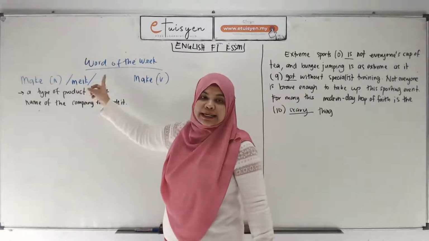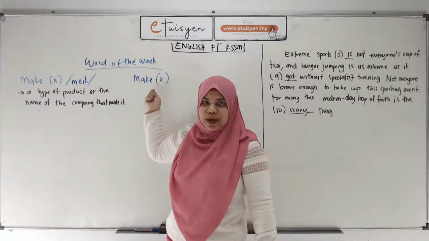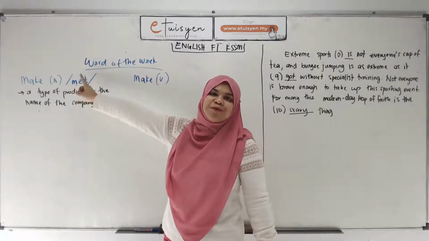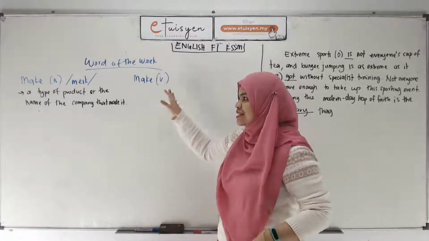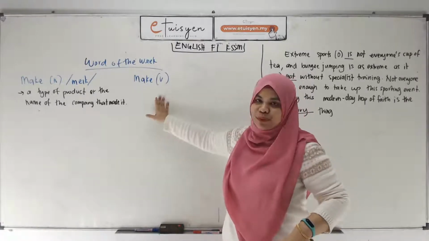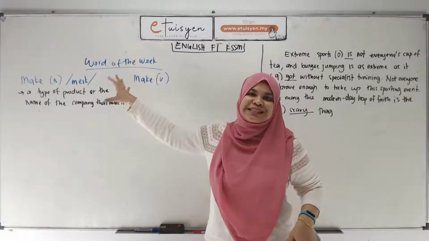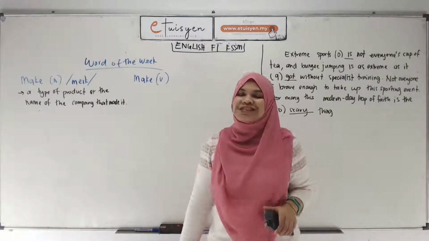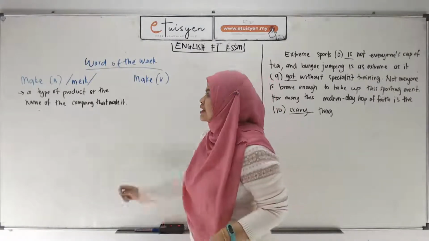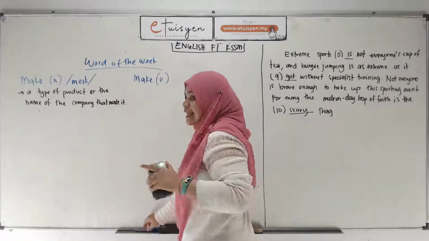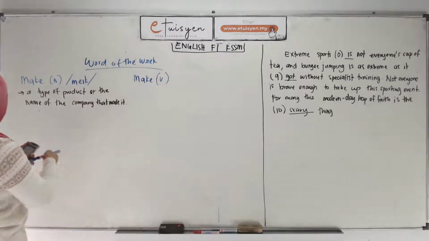FYI, make as a verb means to make or to create. In Malay, the noun make is buatan. That's all, it's actually easy. In Malay we know membuat and buatan. But in English, both of them have the same spelling. It's just the way you use it in your sentences, the way you arrange it, that will give a different meaning. So here, how do you use this make as a noun? How do you use it in a sentence?